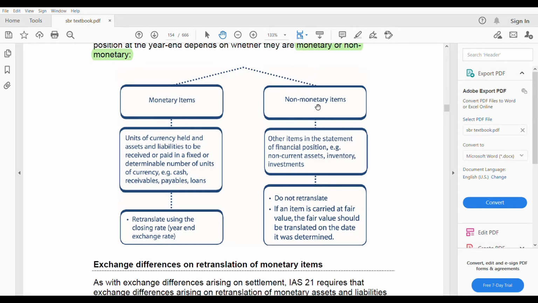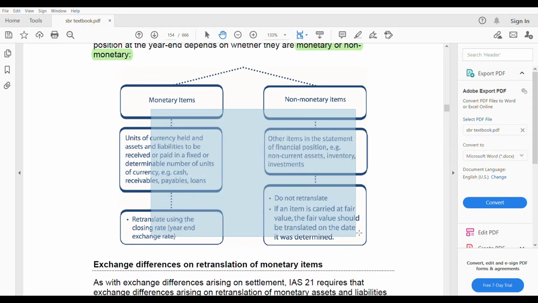Now let us go to the non-monetary items section. Other items in the statement of financial position, what are they? For example, non-current assets, your inventory, your investments. What do you do for this? Do not retranslate. Here you are retranslating using the closing rate, but here you do not even translate. If an item is carried at fair value, the fair value should be translated on the date it was determined. Whenever you have determined that fair value, on that day it has to be translated. This applies for all the non-monetary items carried at fair value. Make sure that you go through this table.